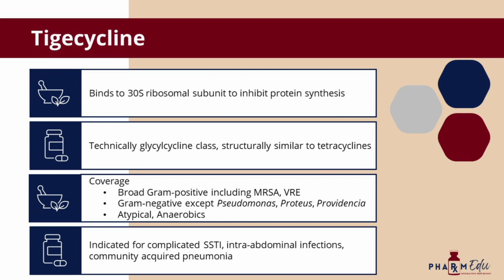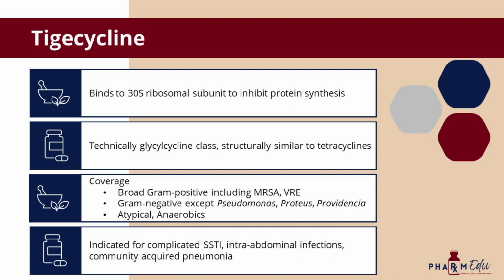Lastly, transitioning over to tigecycline. Tigecycline also binds to the 30S ribosomal subunit to inhibit protein synthesis. Tigecycline is technically in the glycylcycline class, which is structurally similar to tetracyclines. Tigecycline has very broad coverage, including gram-positive bacteria such as MRSA and VRE, as well as gram-negative coverage, with the exception that it does not cover Pseudomonas, Proteus, and Providencia. It also does cover some atypicals and anaerobes.